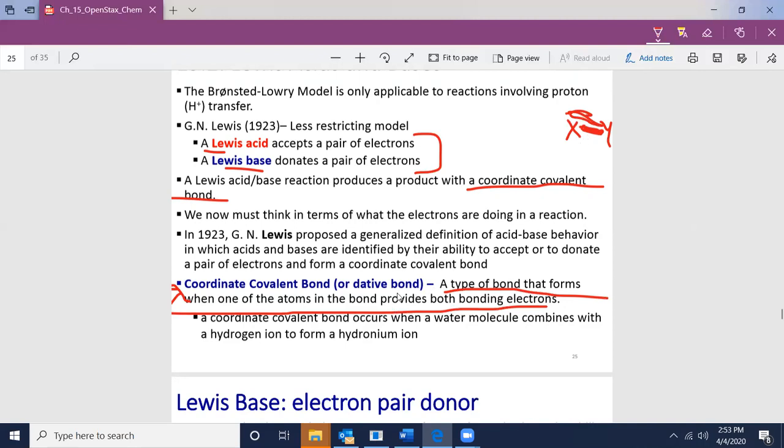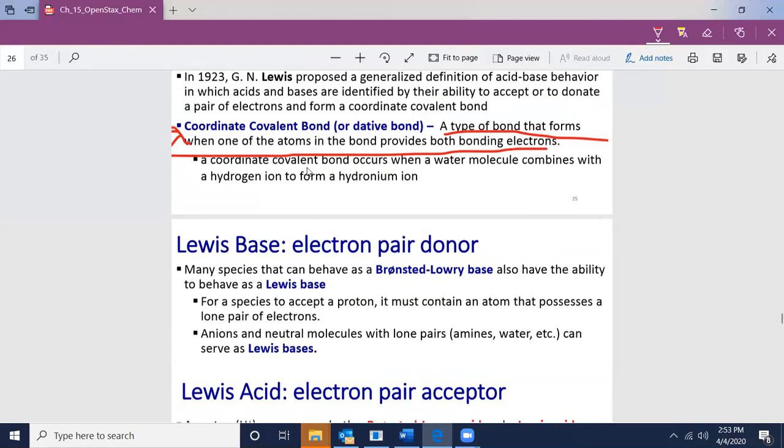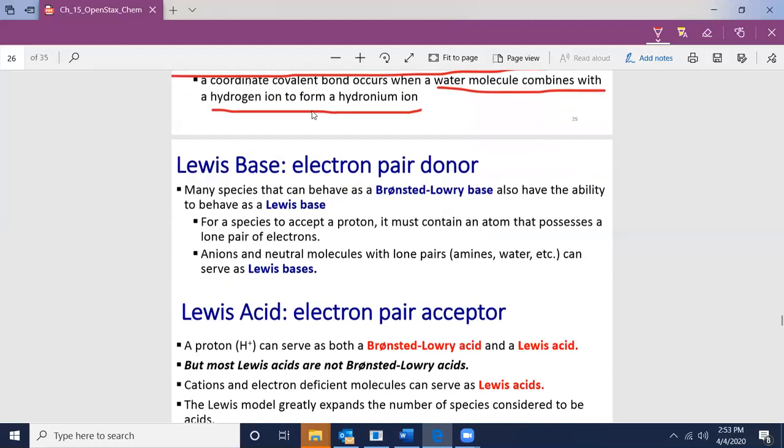But in the coordinate covalent bond, the first bond is the donation of both electrons from one partner. So if we talk about X and Y here, Y had nothing, but X had both electrons for the first bond, and it was shared between the two. This is how the first bond was established, and that's what we call a coordinate covalent bond. A coordinate covalent bond occurs when a water molecule combines with a hydrogen ion to form a hydronium ion.